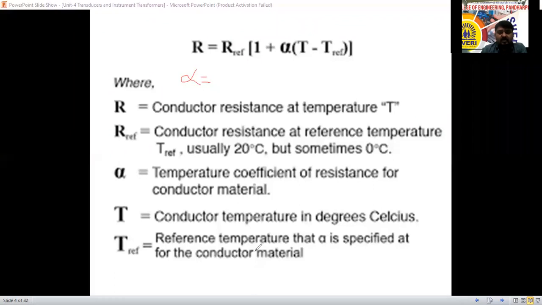Okay. So alpha equal to, can anyone tell the formula? Already we have studied this one. Any one of you? If any one of you is doing, then I will wait. Otherwise, I will explain that one.